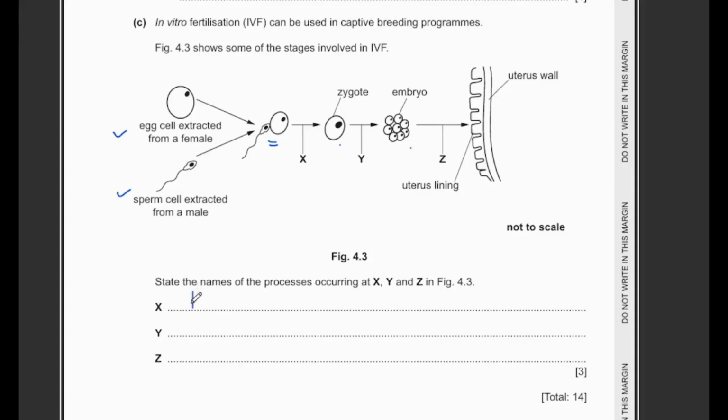So the first one is fertilization, the second one is cell division. You can write mitosis also, because the cell is dividing, but we'll make it cell division here, and implantation. And that's how we have 3 marks here.